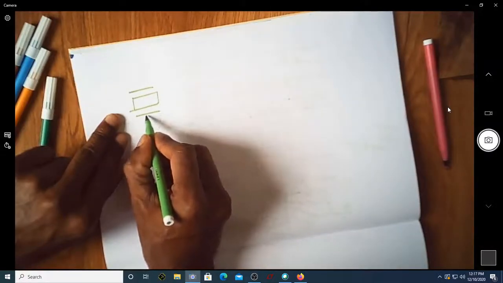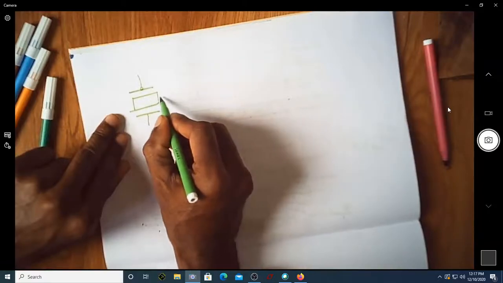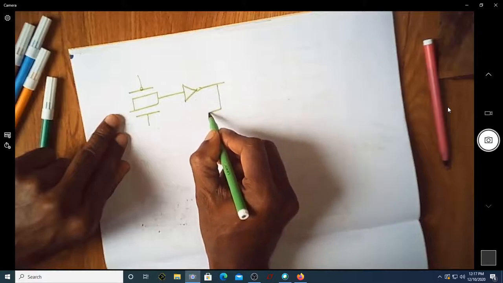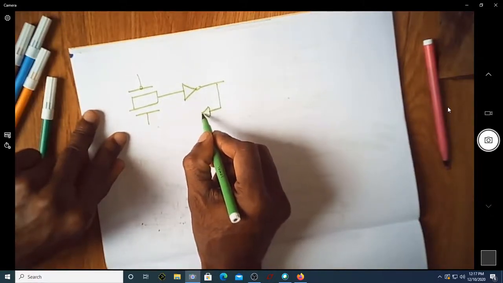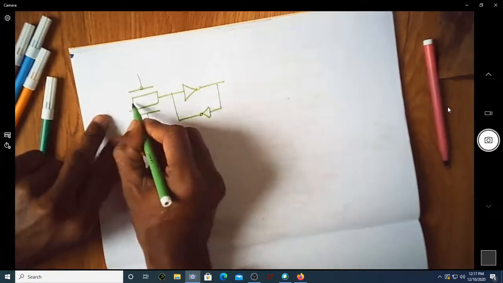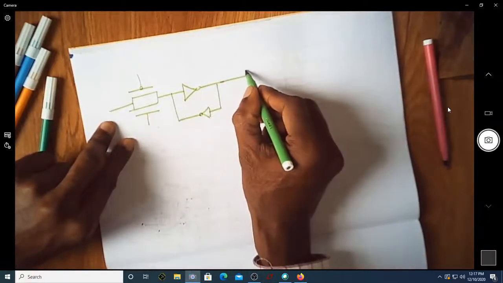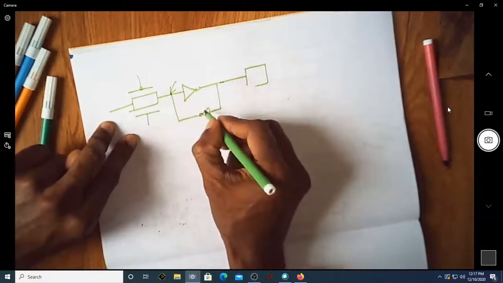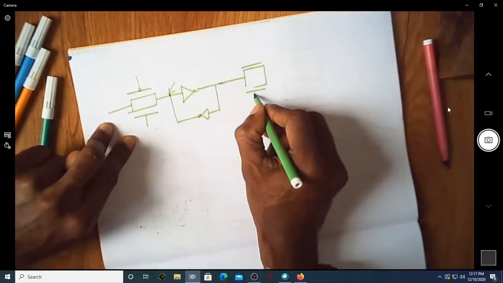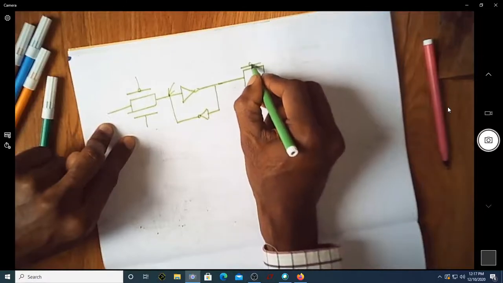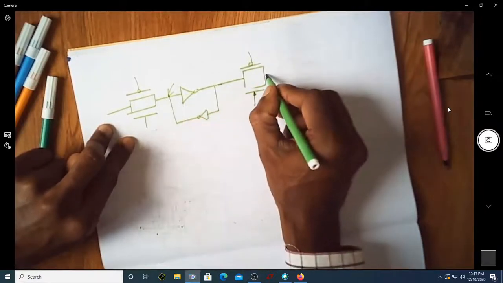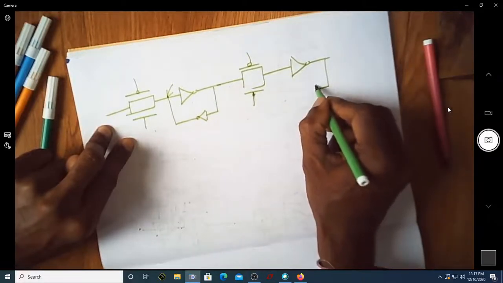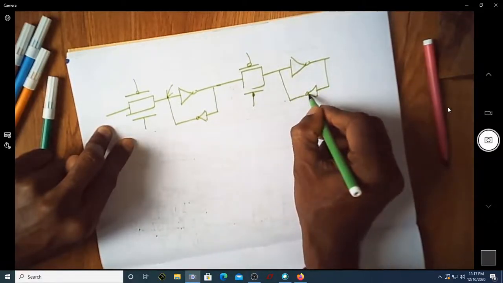D flip-flop using transmission gates. Let me make it a bit bigger. And this is a smaller inverter, to ensure that the potential at this point is dominated by this one, not by that one. Sorry, this is again NMOS. Then I have this bigger inverter, and this is a smaller inverter.